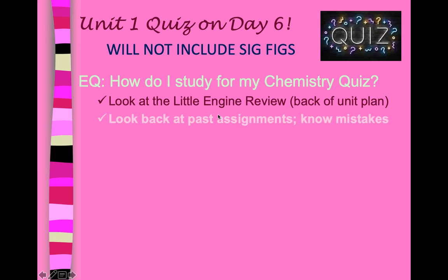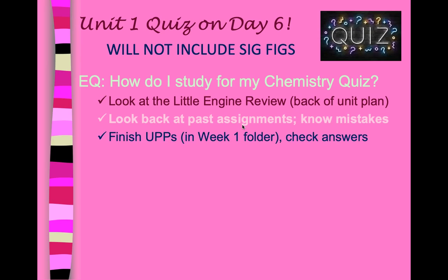The next best thing to do to prepare for the quiz is to look back at past assignments. Know your mistakes. If you don't know how to look back at your assignments, you go into the assignment, you hit submissions, and then you choose that submission, and it shows you the graded version with comments on Schoology. Remember, you've got those unit practice problems. They're in the week 1 folder for unit 1. You can check answers. It's a great way to see some different kinds of questions and just practice some more. You could go back and look at all of your COSTA questions. That was the reason we wrote them, for you to review.